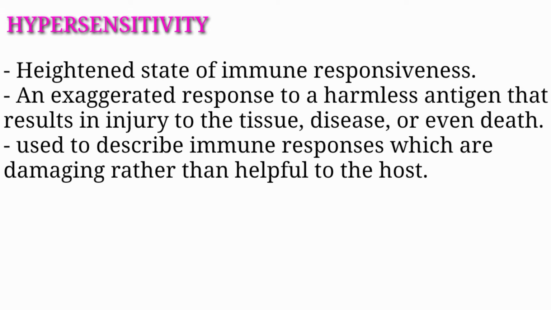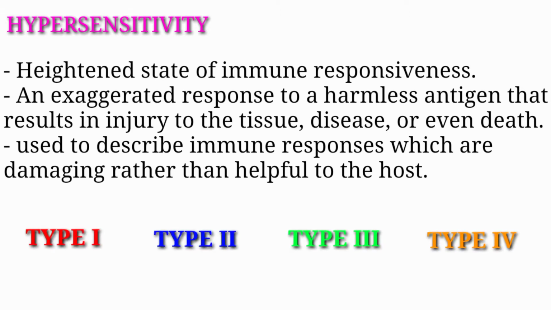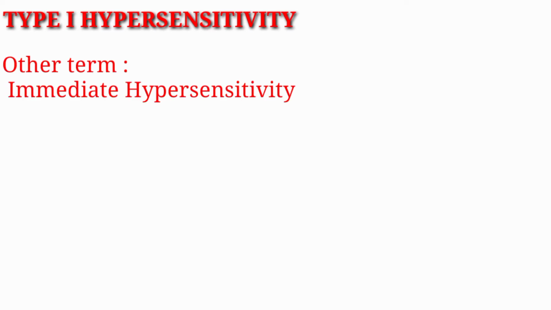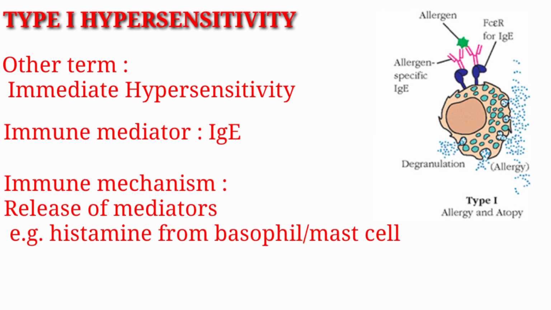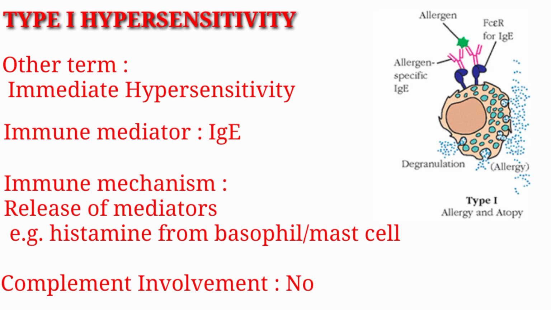So hypersensitivity is based on four different categories. We have type 1, type 2, type 3, and type 4. So first, let's go to type 1 hypersensitivity. Another term for type 1 is immediate hypersensitivity. The immune mediator is IgE. The immune mechanism is the release of mediators, for example, histamine from basophil or mast cell. It is not involved in complement.